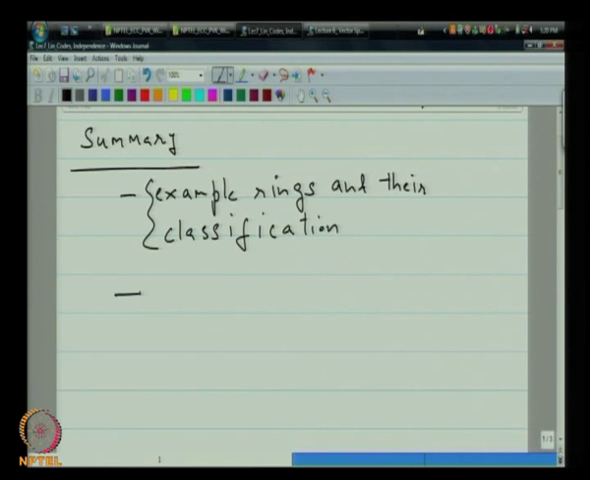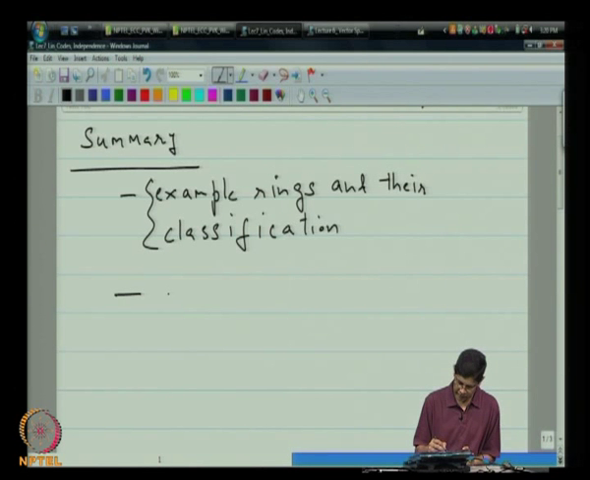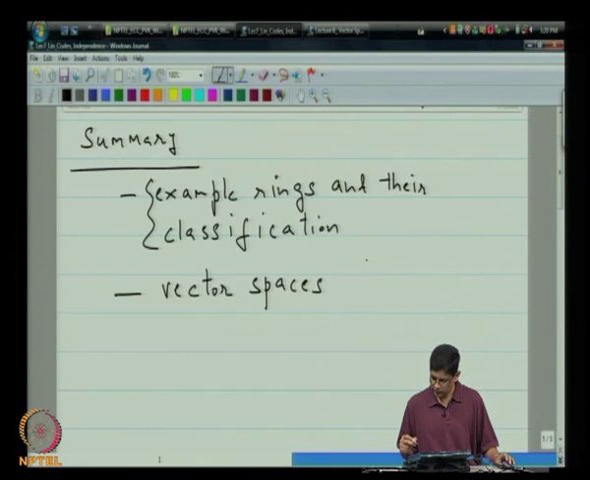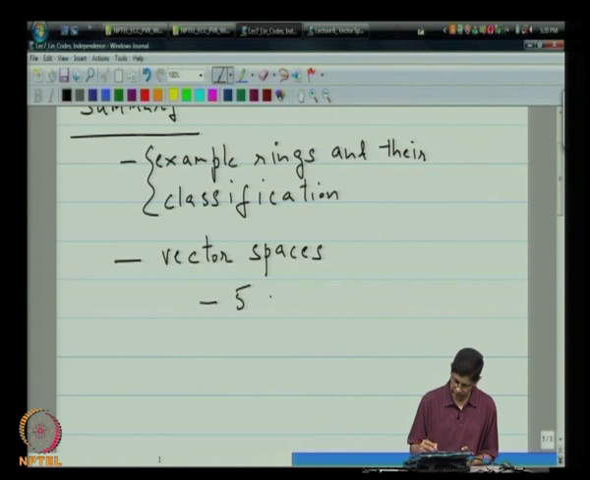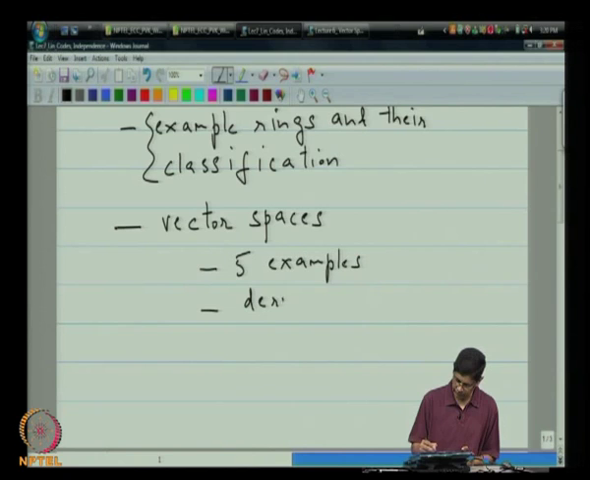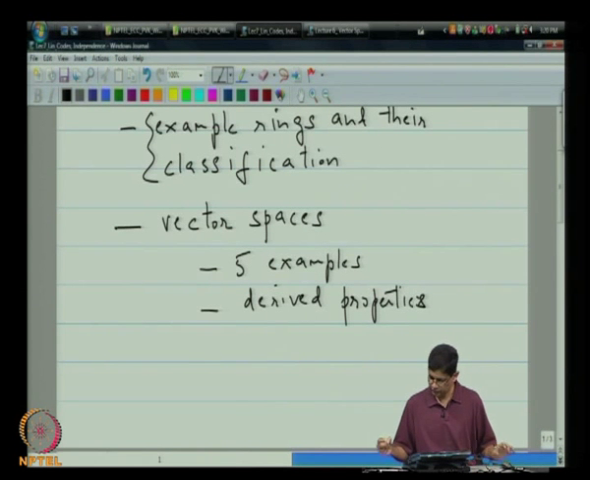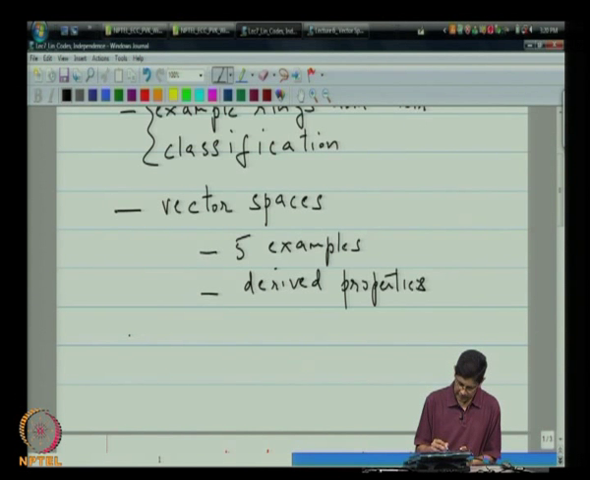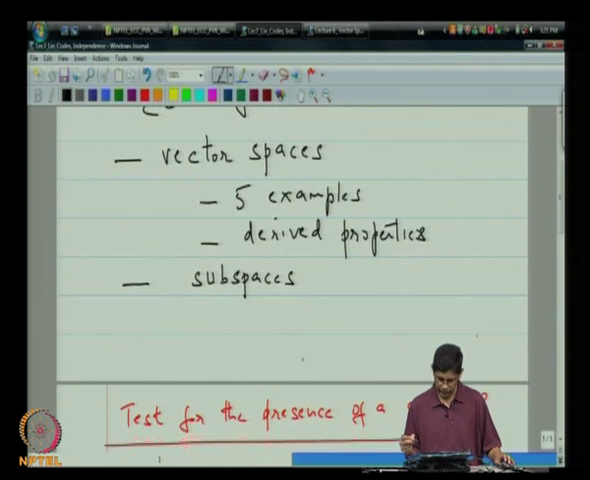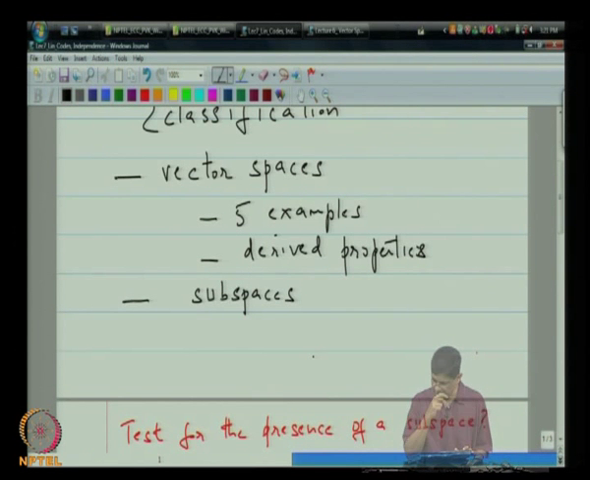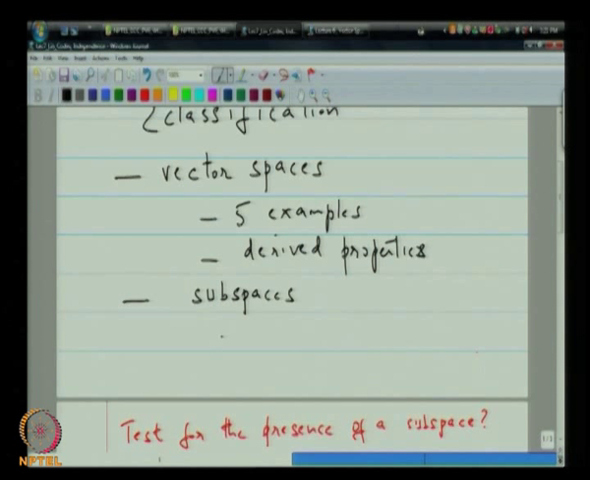Then we moved on to a different example of an algebraic structure, which was vector spaces. Here we looked at 5 examples. And we looked at derived properties. Then towards the end of the lecture, we started talking about subspaces. And we talked about how one would go about testing for the presence of a subspace.